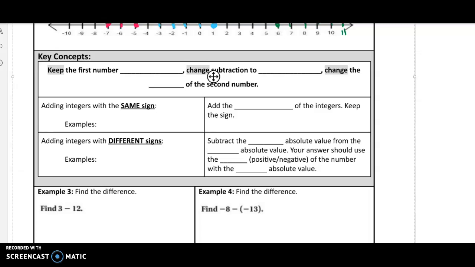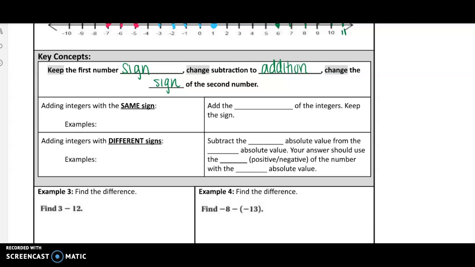Our key concepts for this topic: we keep the first number's sign, change the subtraction to addition, and change the sign of the second number. Then once we do that, we can just use our addition rules.